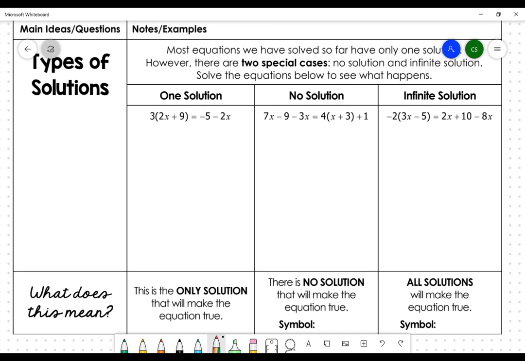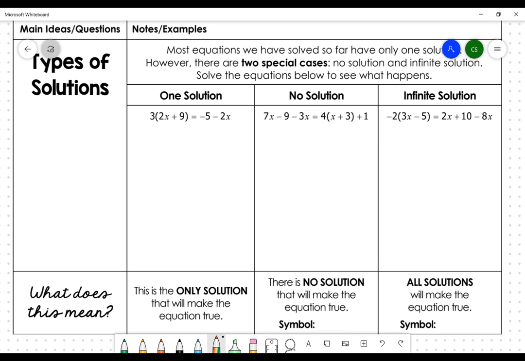Today we'll be solving equations with variables on both sides and talking about types of solutions. Basically, we've been solving equations and having one solution, meaning x is equal to this or x is equal to that. But those are not the only cases. We also have times when you may have no solution or infinite solutions, infinitely many solutions.